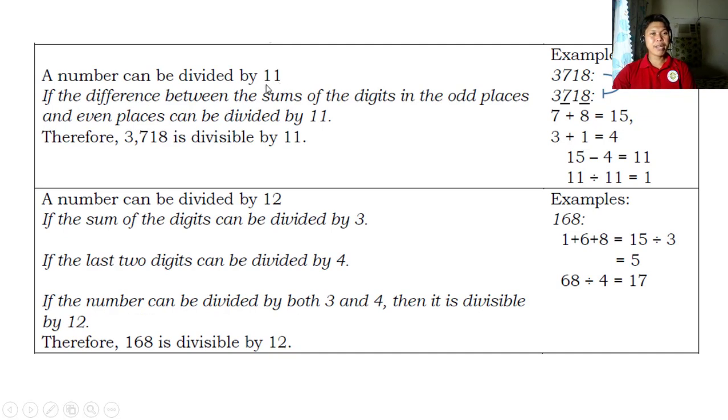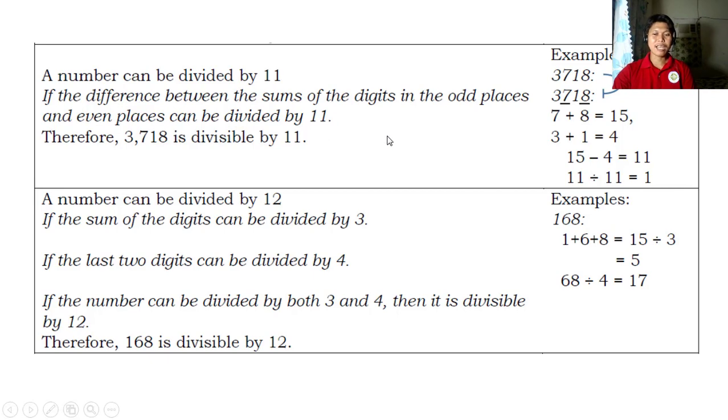Next, a number is divisible by 11 if the difference between the sums of the digits in the odd places and the even places can be divided by 11. Like for example, this one. Ito yung mga parang alternating lang. Ganyan lang tingnan mo. Si 3 and 1 magkapares, tapos si 7 and 8 magkapares. So, 7 plus 8, 15, tapos si 1 and 3 naman, 3 plus 1 is 4. Subtract mo lang 15 minus 4, which is 11. Therefore, it is divisible by 11 kasi dapat 11 ang result.